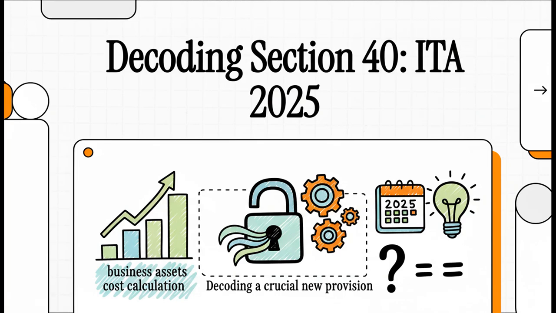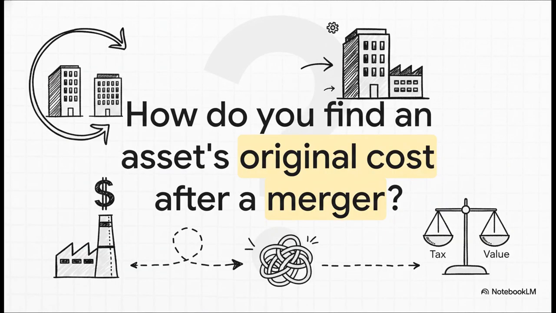Welcome to The Explainer. Today, we're diving into Section 40, a really crucial new provision in the Income Tax Act 2025. Trust me, it's set to change the whole game for how businesses calculate the cost of their assets, especially in special cases like mergers or gifts. So let's kick things off with a scenario you've probably faced.